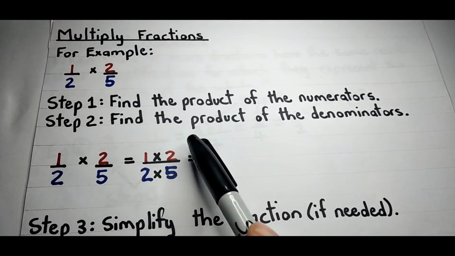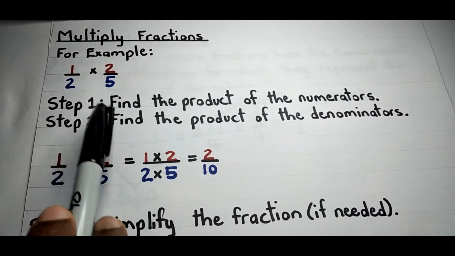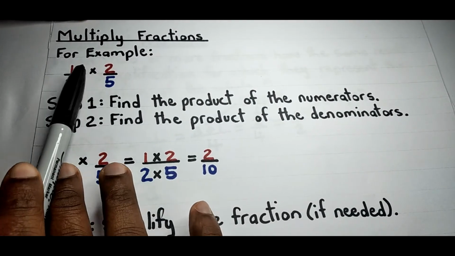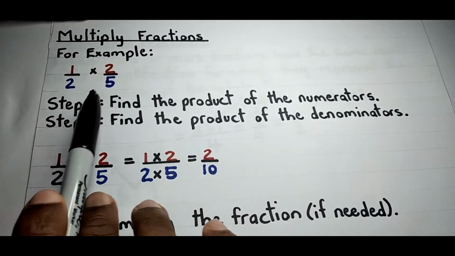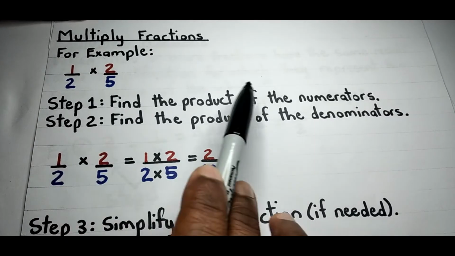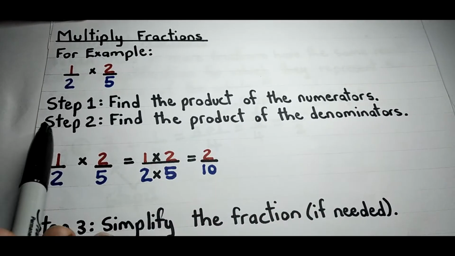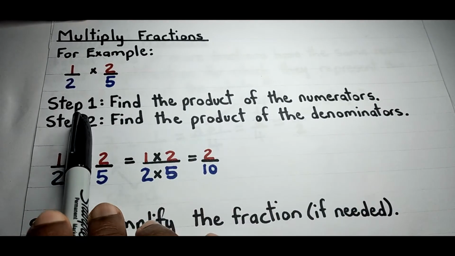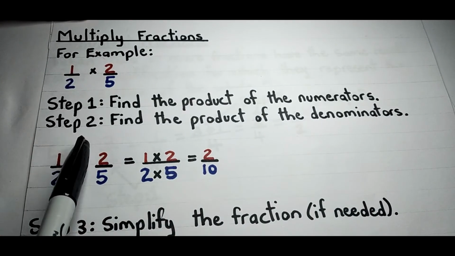Let's first start with multiplication. So here we have an example. All right, so 1 over 2 times 2 over 5. Step 1, find the product of the numerators. Step 2, find the product of the denominators. That's all there is to it. That's all we are required to do.